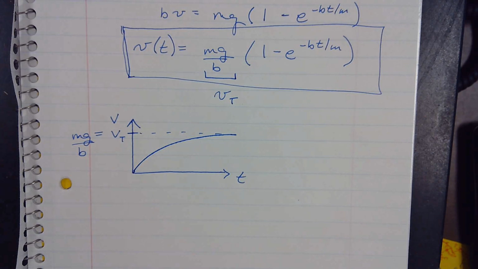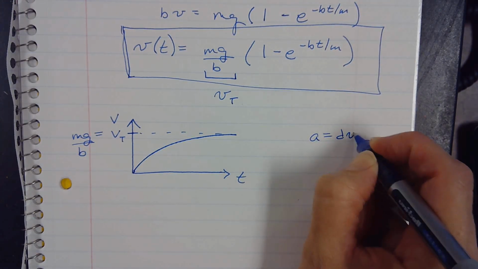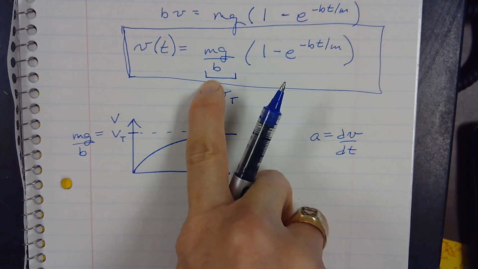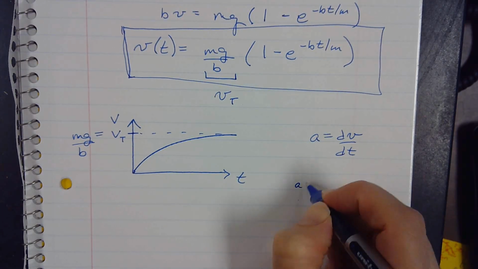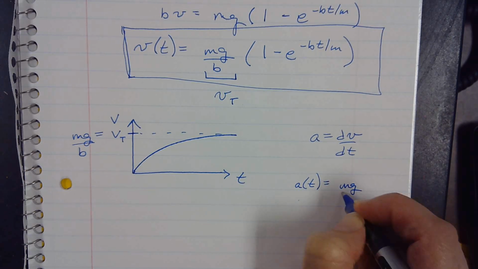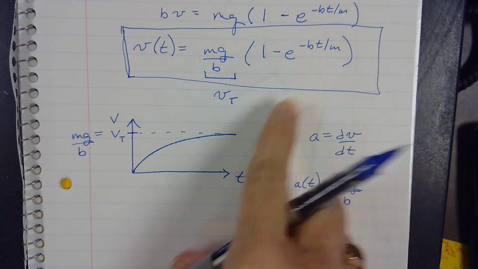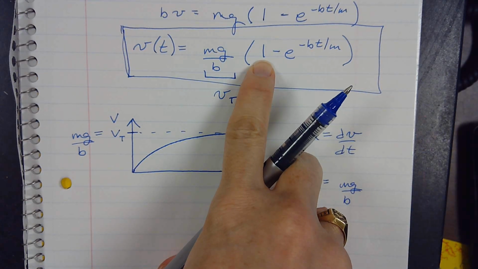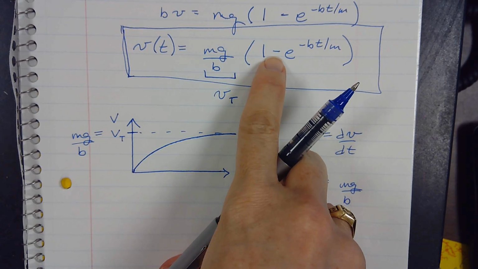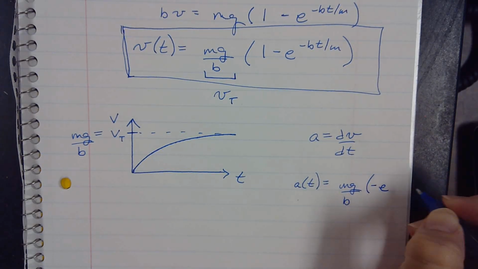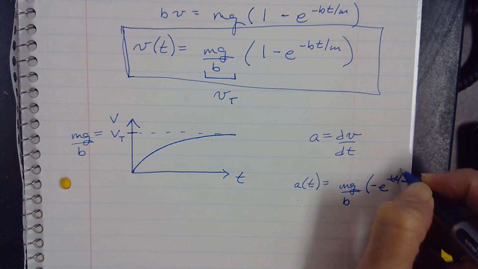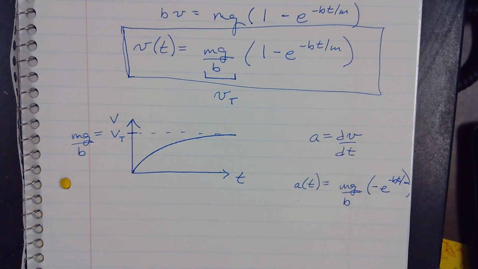Now I do want to, and this is easy, find the acceleration. Acceleration is the derivative of the velocity. Well, this is constants. So our acceleration is equal to mg over b times derivative of this thing. Well, that's a constant, 1. The derivative of 1 is 0. Minus itself, because the derivative of the exponential is itself, and then we need to multiply by the derivative of the top, which is negative b over m.